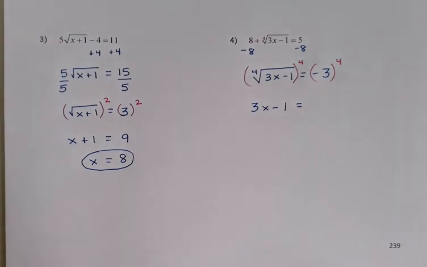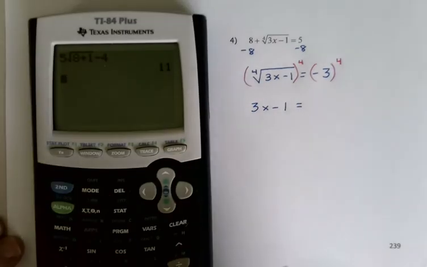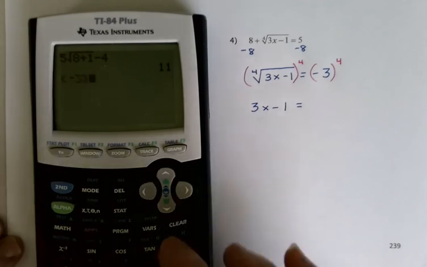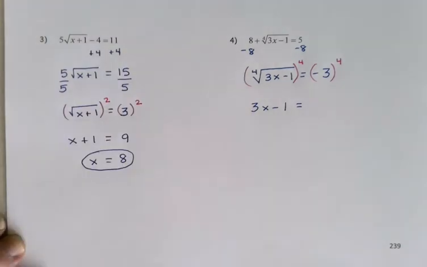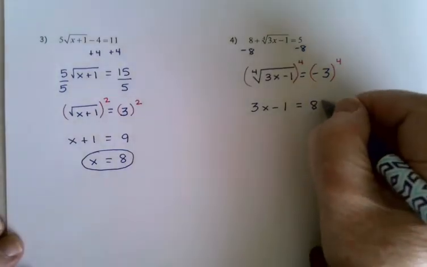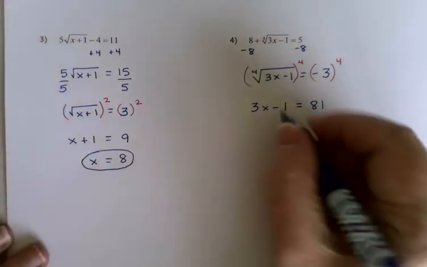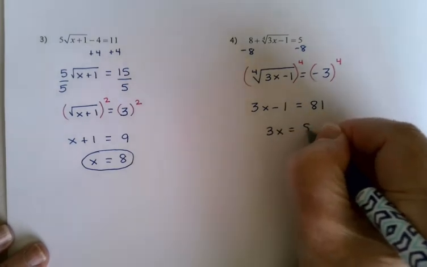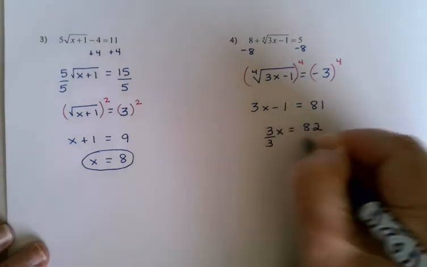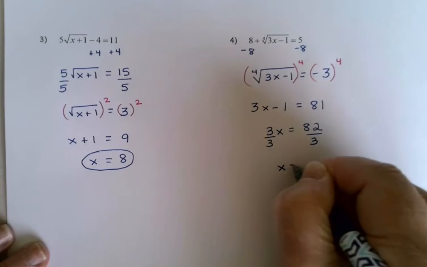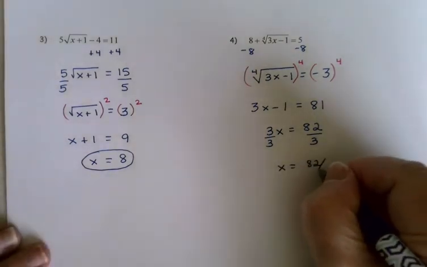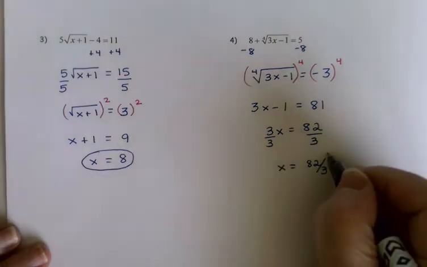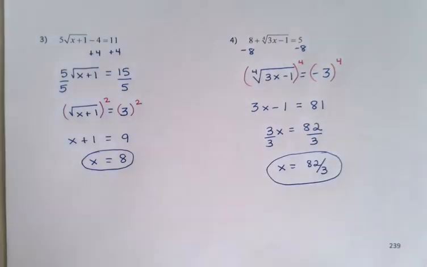And negative 3 to the fourth power, you either know it in your head or you can always put it in the calculator. Don't forget if you put it in the calculator that those parentheses are really important, right? Negative 3 to the fourth power is 81. I'll add the 1 over and divide by the 3. Now, 3 doesn't go into 82 evenly, so I'm just going to go ahead and leave my final answer in its exact form, the fraction form, 82 thirds.